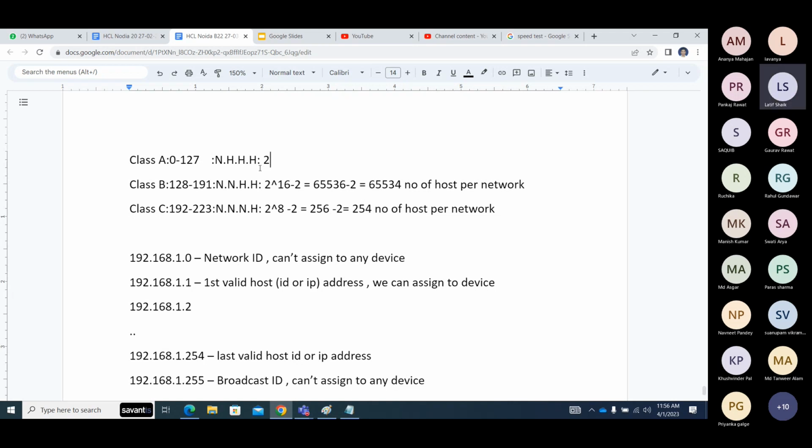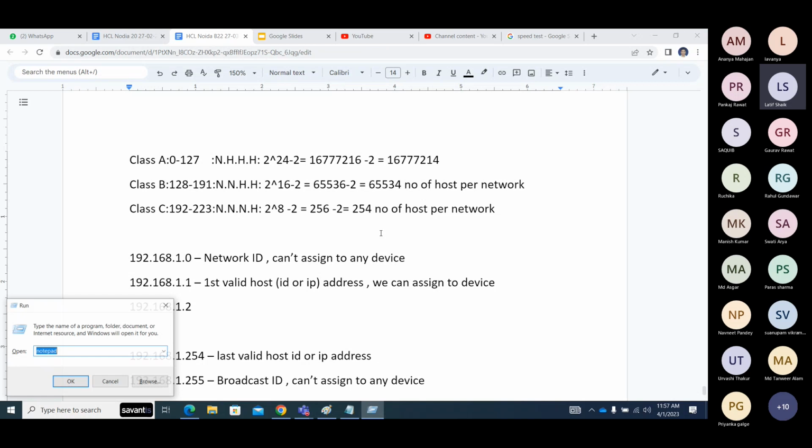For class A, three host portions are there. So 2 to the power of 24 minus 2. Why 24? Three host portions, each portion is 8-bit, so 3 means it is 24. So 2 to the power of 24 is, I don't remember exactly, I think 16777216. Minus 2, so 16777214 is the number of hosts per network. Number of hosts per network.